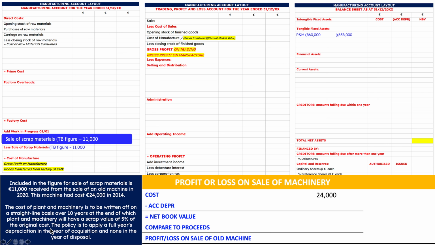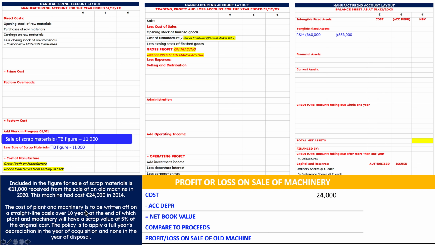So if we take a look at this sentence here, the last sentence, it says the policy is to apply a full year's depreciation in the year of acquisition and none in the year of disposal. So I'll say that again. The policy is to apply a full year's depreciation in the year of acquisition and none in the year of disposal. So how is that going to look?